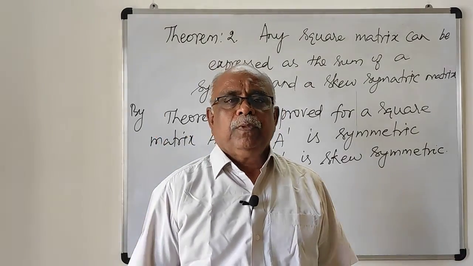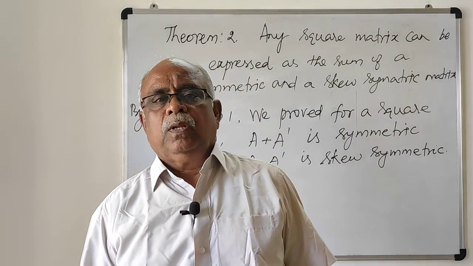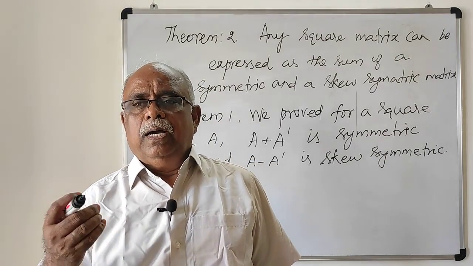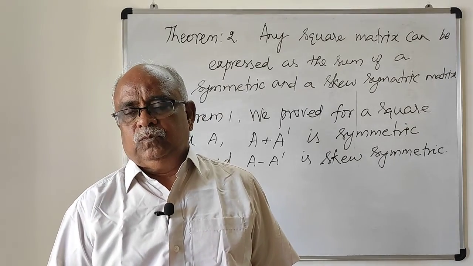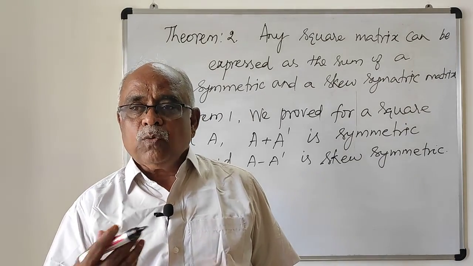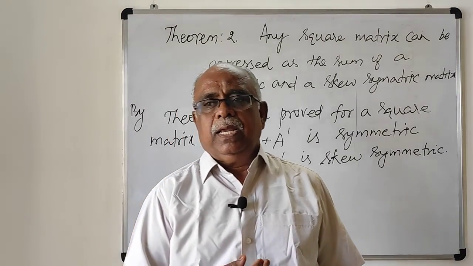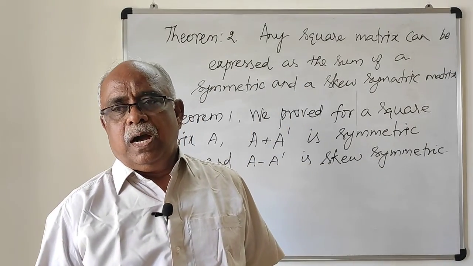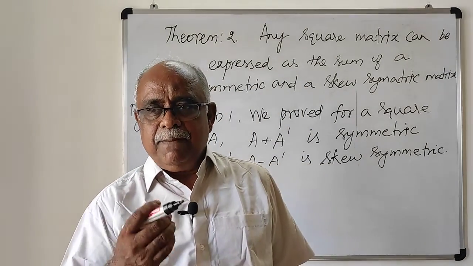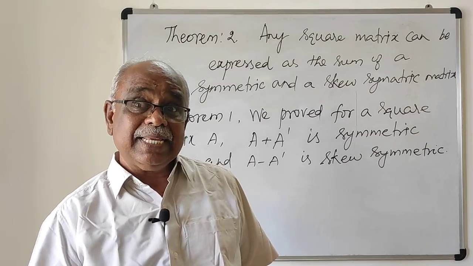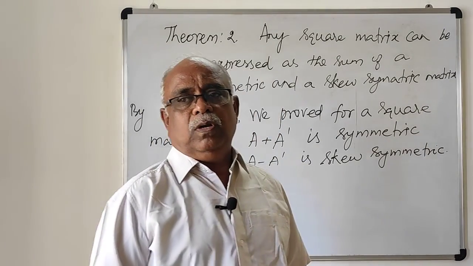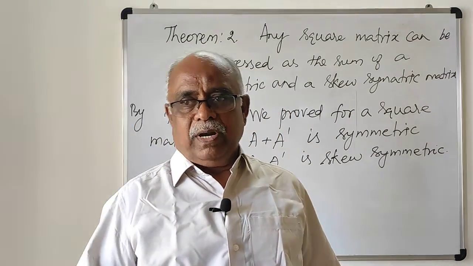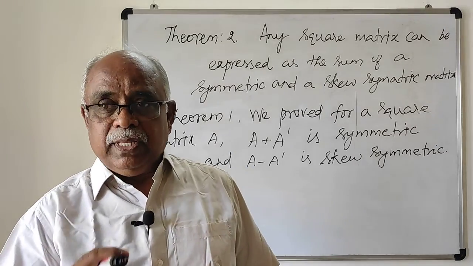My dear students, in the previous video, we derived theorem 1, that is, any square matrix A can be expressed as a symmetric and a skew symmetric matrix. That is, A plus A dash is a symmetric matrix and A minus A dash is a skew symmetric matrix. We have proved. We defined the symmetric matrix and skew symmetric matrices with examples, and I derived one theorem.